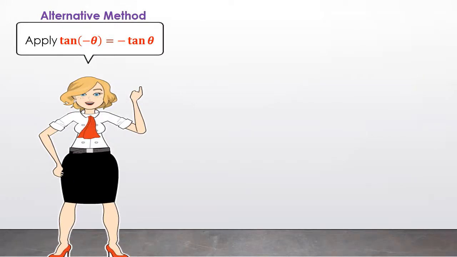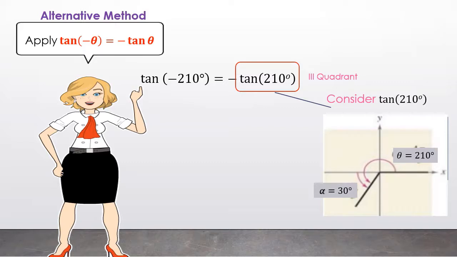The alternative method: by applying the negative angle property, tangent of minus theta is equivalent to negative tangent theta, to solve this problem. So, for tangent of negative 210 degrees, it will be equivalent to negative tangent 210 degrees. So, we just look at tangent 210 degrees. So it will be in the third quadrant with the reference angle of 30 degrees. So therefore, we are going to have negative tangent 30 degrees.